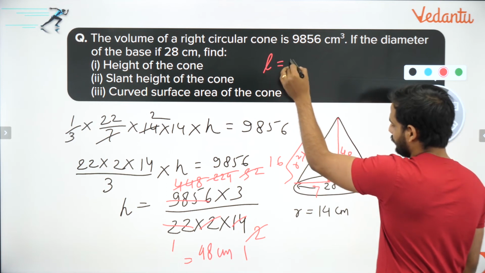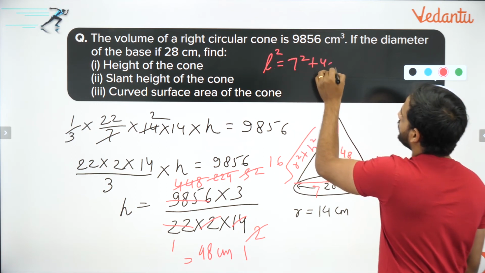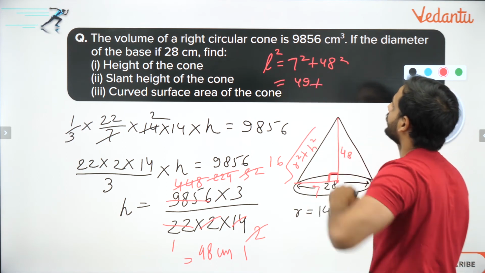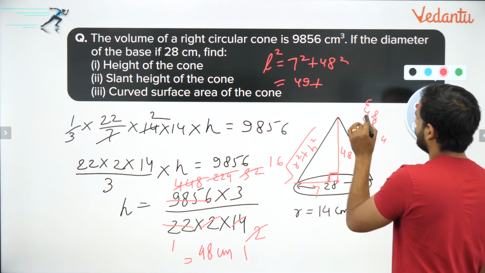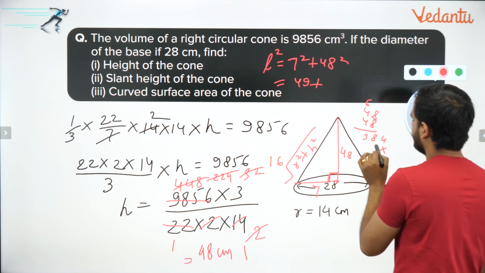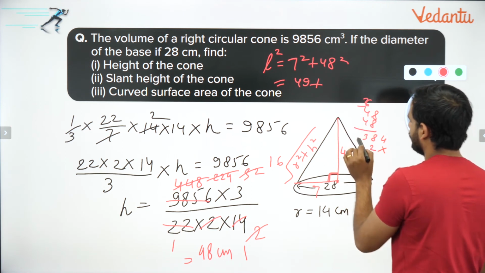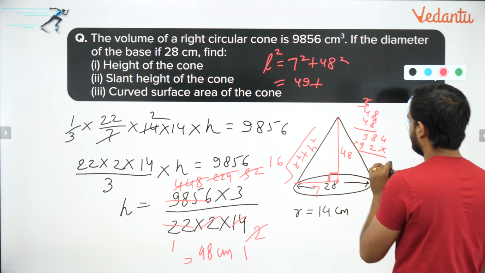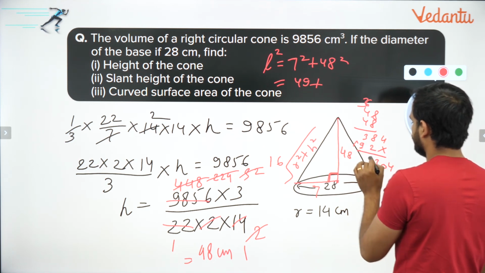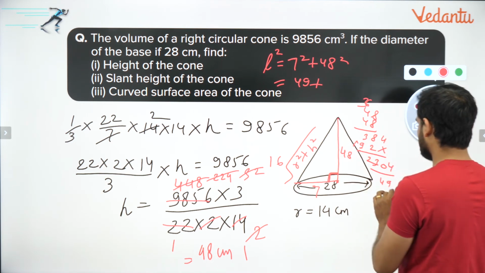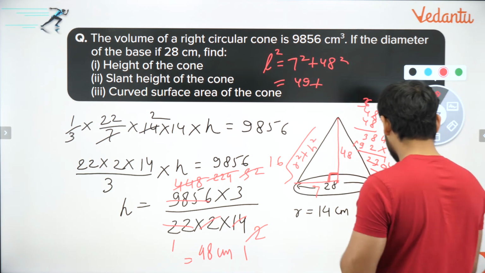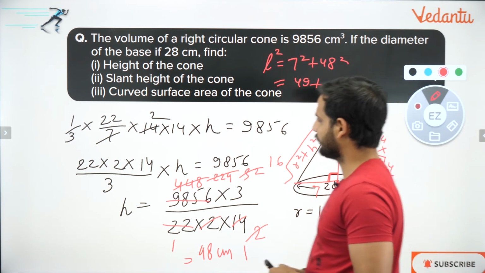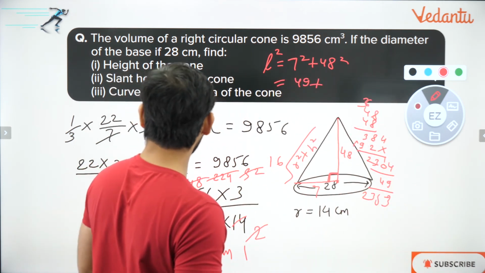So I will say slant height square is equal to 7 square plus 48 square, 49, and 48 square will be equal to, let's multiply quickly, 2304 plus 49. Let's see. It's getting 2353, which is not a perfect square. So I think there is a mistake with the calculation. Let us check the calculation.